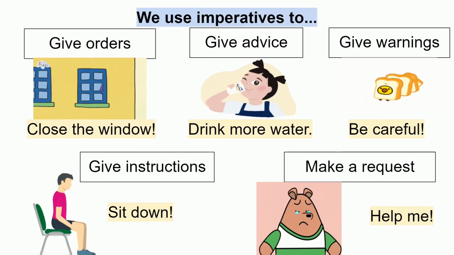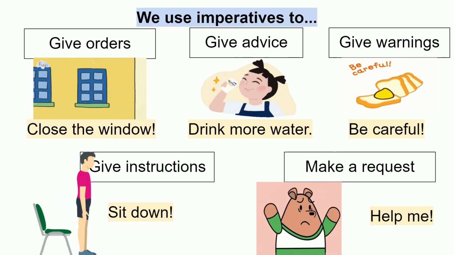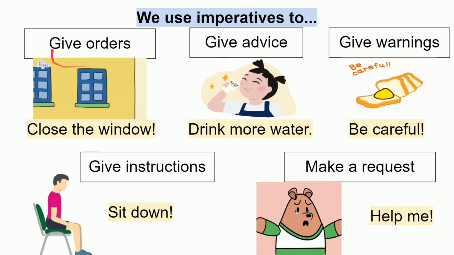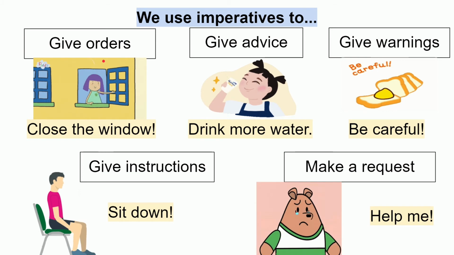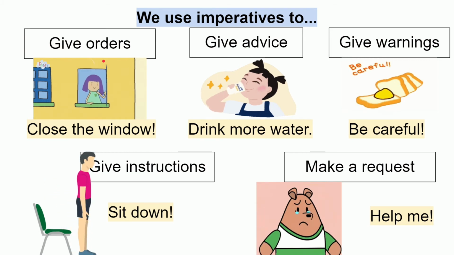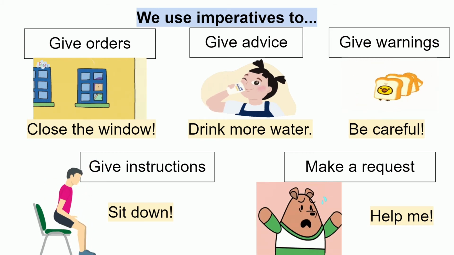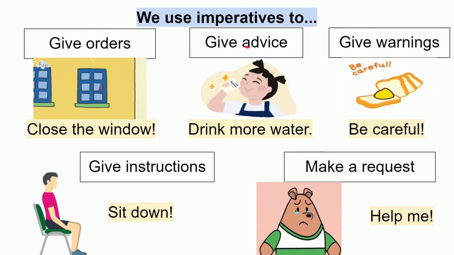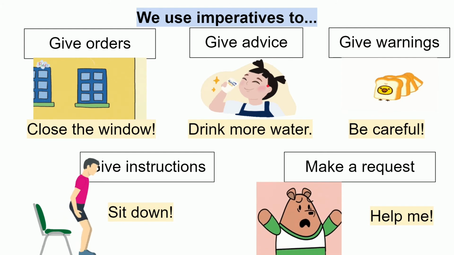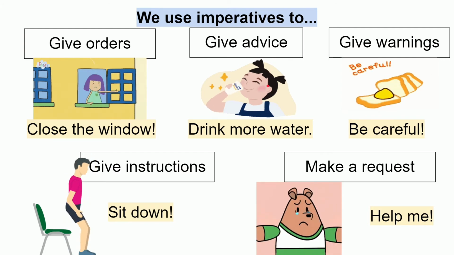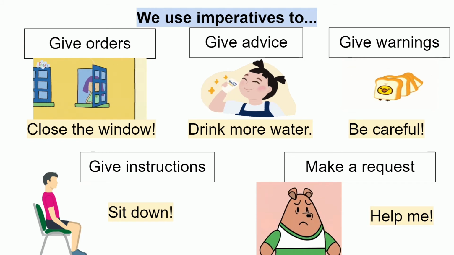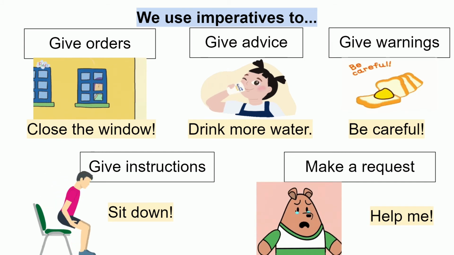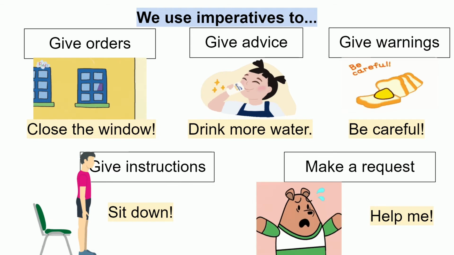What are imperatives? We use imperatives to give orders. Number 1, you give orders. For example, close the window or switch on the lights. You give orders to other people. Second, we have give advice. For example, drink more water, drink at least 8 glasses of water per day, or eat healthily. Those are advices. You use imperatives.